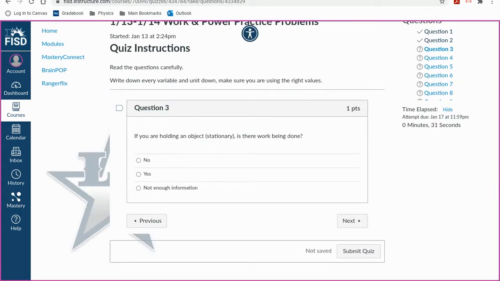If you're holding an object stationary, is there work being done? No. The reason is because the object is not having any kind of displacement.